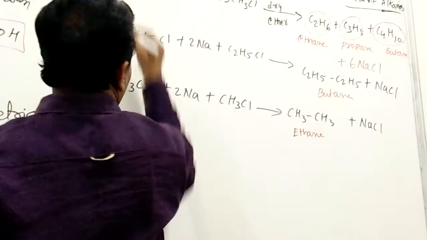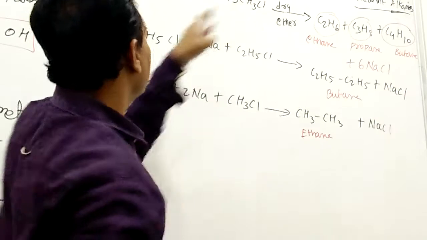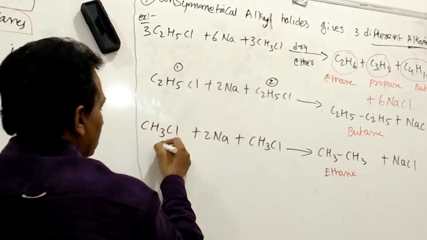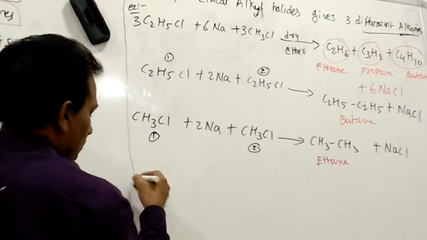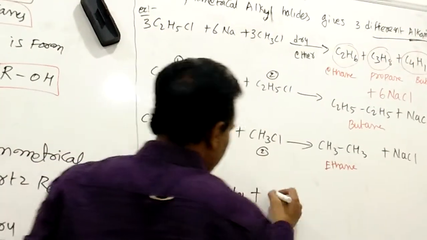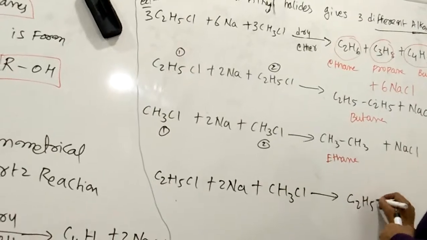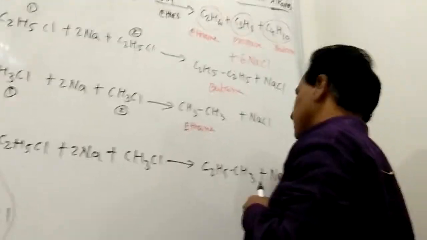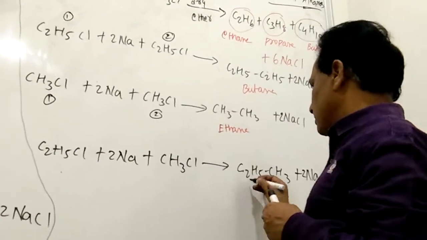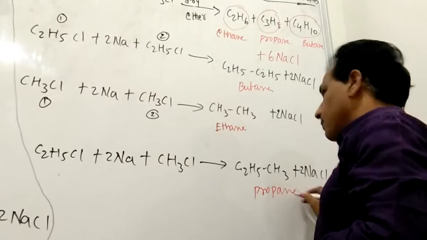Here I took 3 C2H5Cl and 3 CH3Cl. So one C2H5Cl and one CH3Cl, two, and another pair, this is two. But the third one is there, no? So that is C2H5Cl plus 2Na plus CH3Cl gives C2H5-CH3 plus NaCl, 2NaCl. This is propane.